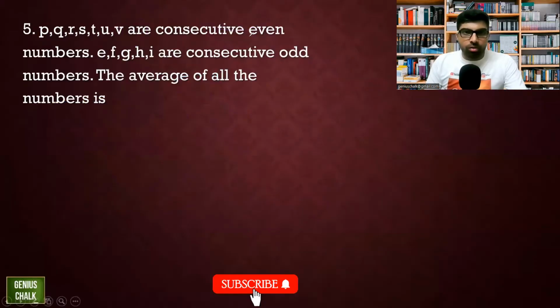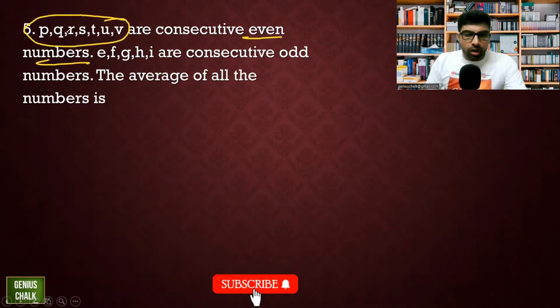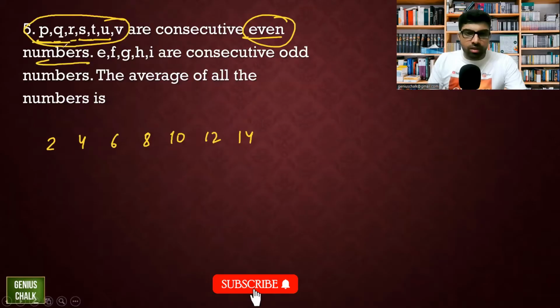PQRSTUV are consecutive even numbers. EFGHI are consecutive odd numbers. Okay. Now what we do in this case, we'll not take these numbers absolutely. We'll take some other values. Or even if you take directly, PQRSTUV consecutive even. What are the consecutive even numbers? Starting with 2, it is 2, 4, 6, 8, 10, 12, 14. There are 4 and 3, 7 numbers.